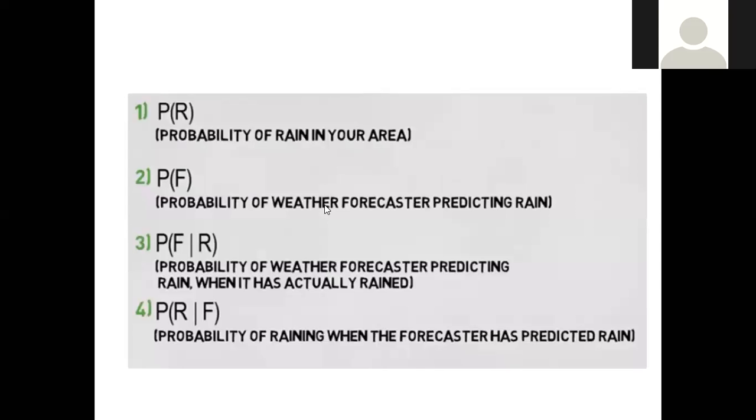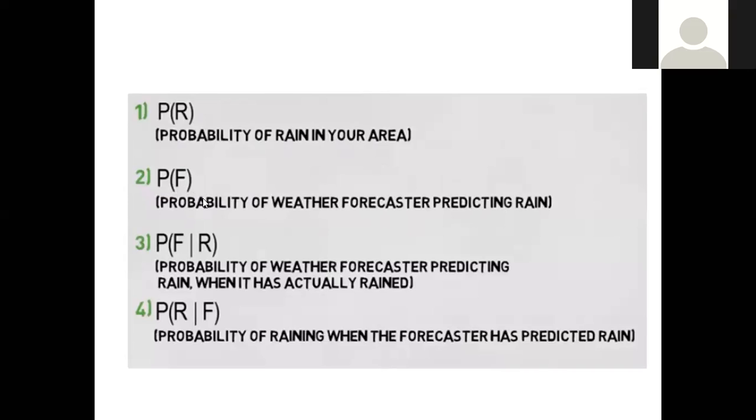In Bayes theorem, these are the four terms that generally come. P of R, what is P of R? That is the probability of rain in your area, the probability of the rain. Okay. P of F is what? That is the probability of the weather forecaster predicting rain.